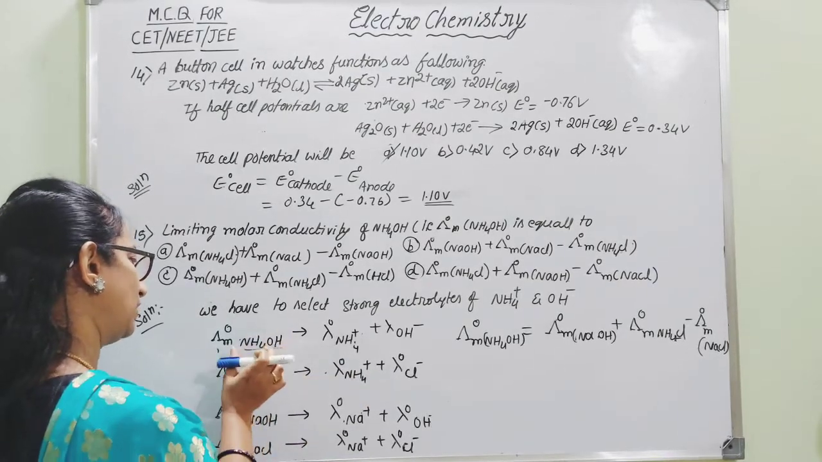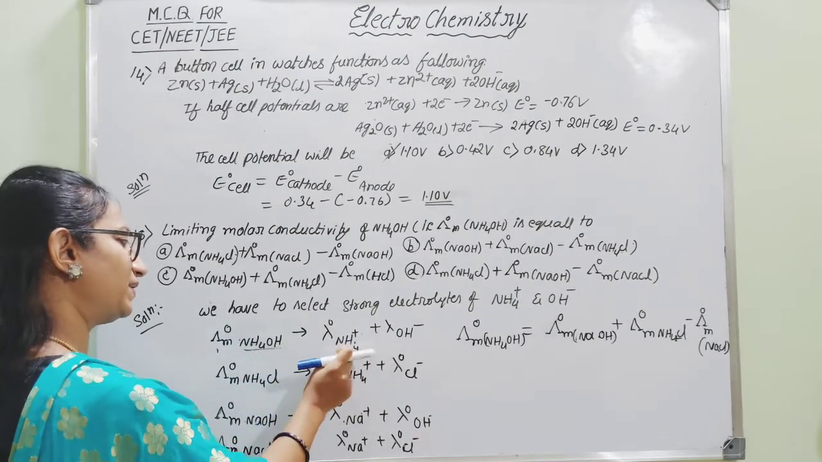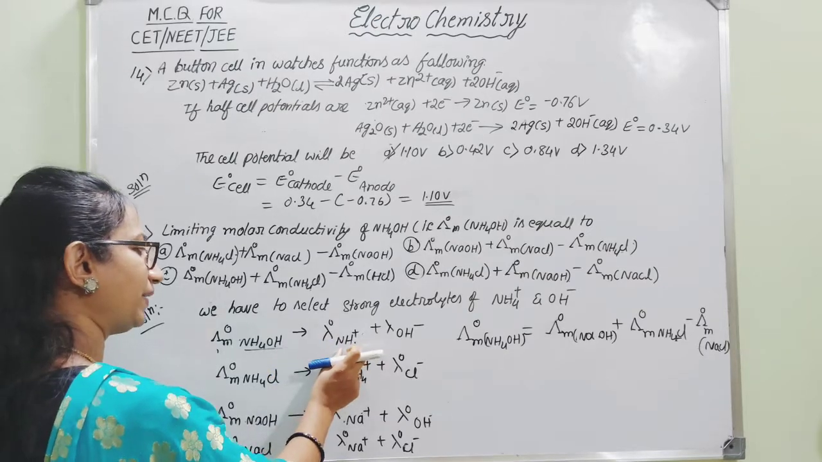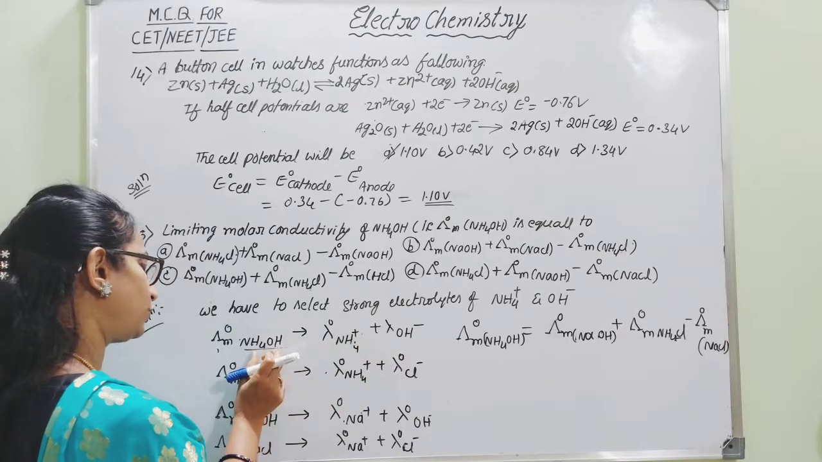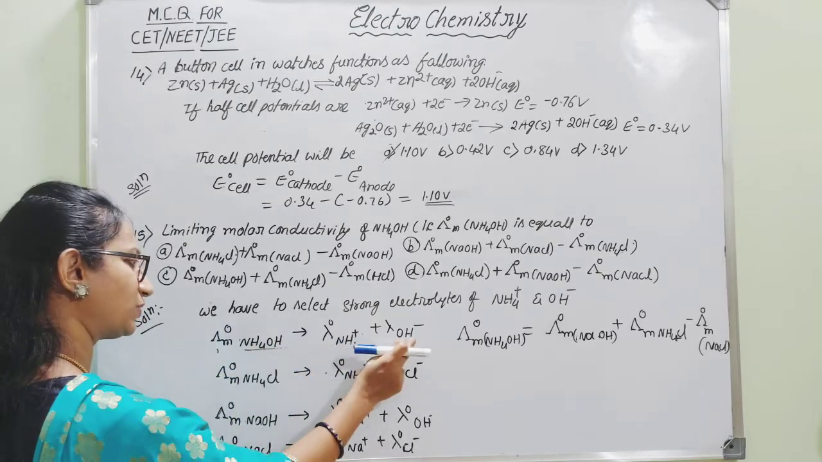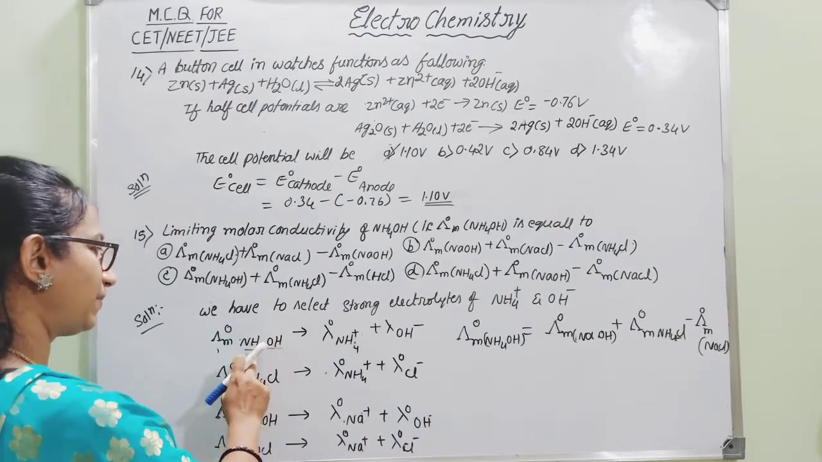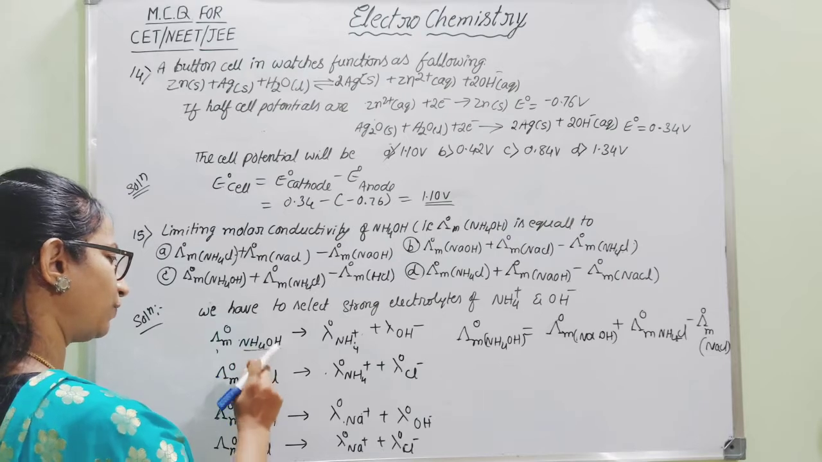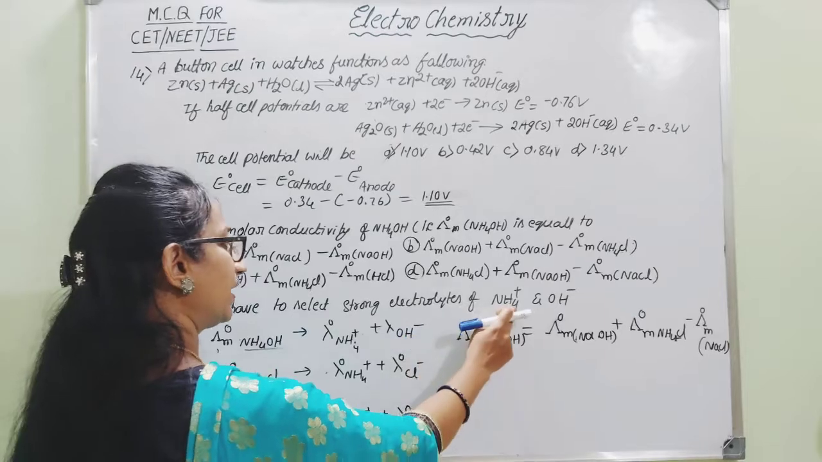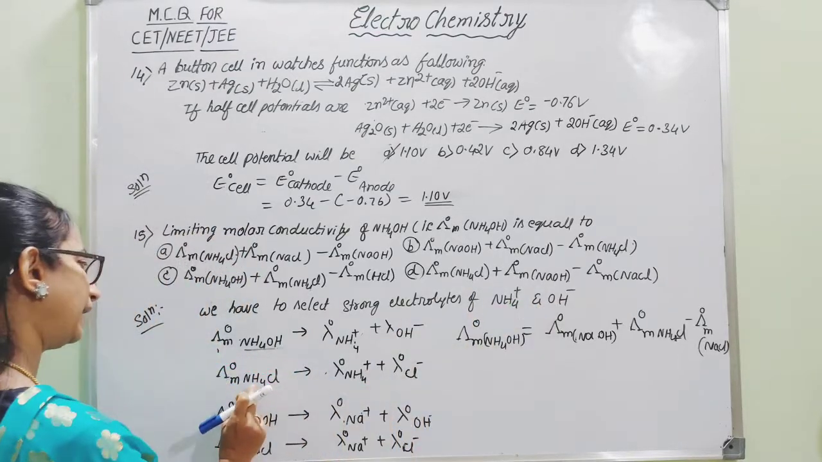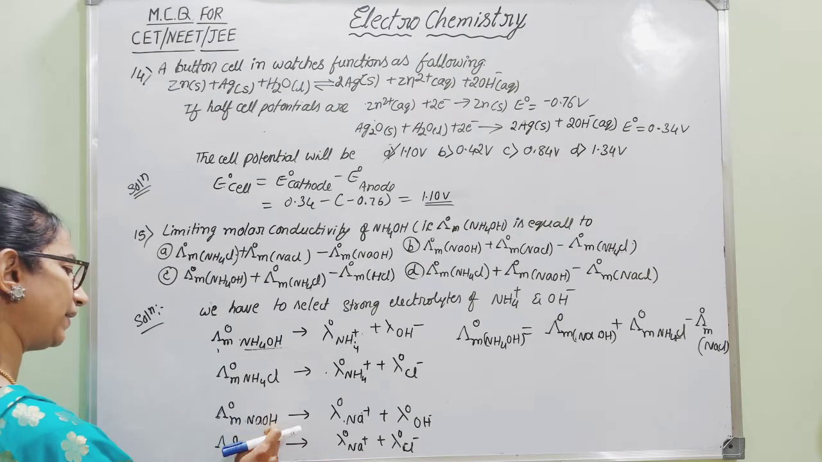According to Kohlrausch law, lambda m naught of any molecule will be equal to the summation of lambda naught of the cation and lambda naught of the anion. So here we can say that NH4OH gives NH4 plus and OH minus. But practically we cannot directly determine the limiting molar conductivity of NH4OH. Therefore, which electrolytes do we have to select? We have to select strong electrolytes of NH4 plus and OH minus. For NH4 plus, the strong electrolyte is NH4Cl. For OH minus, the strong electrolyte is NaOH.